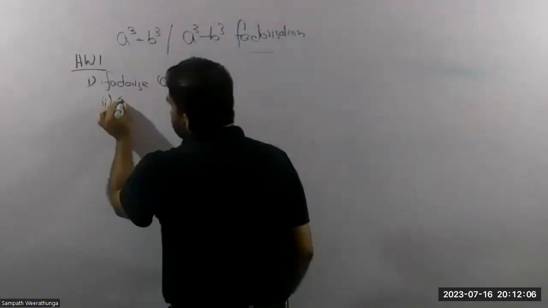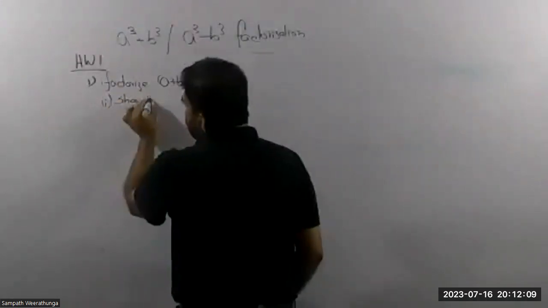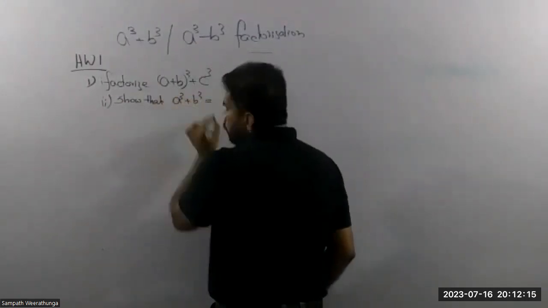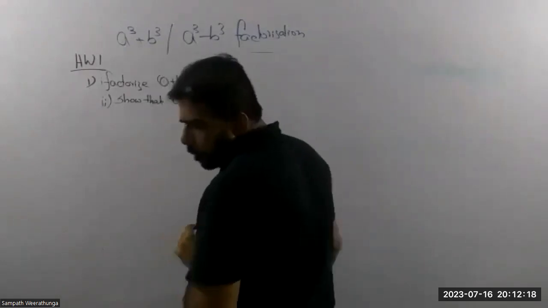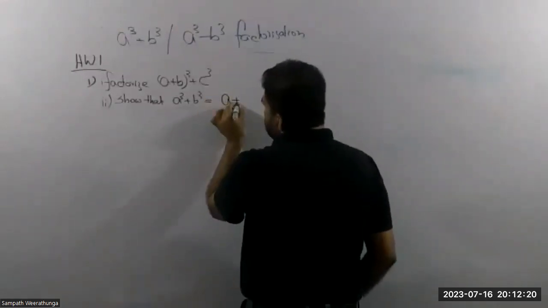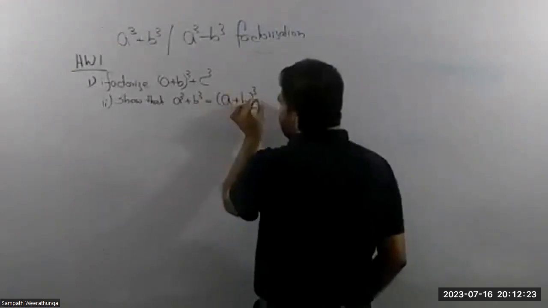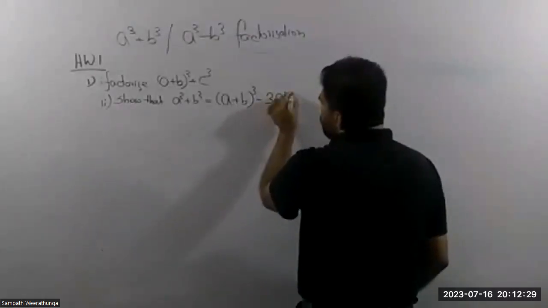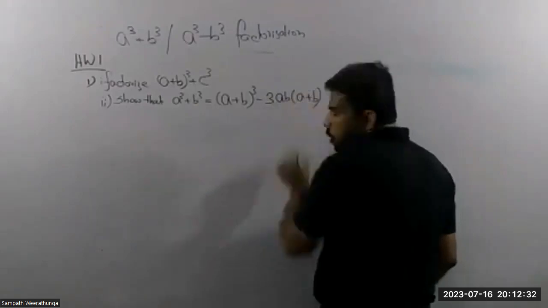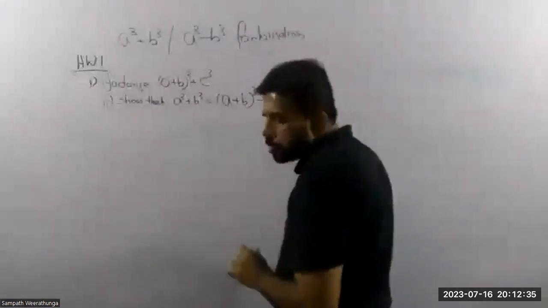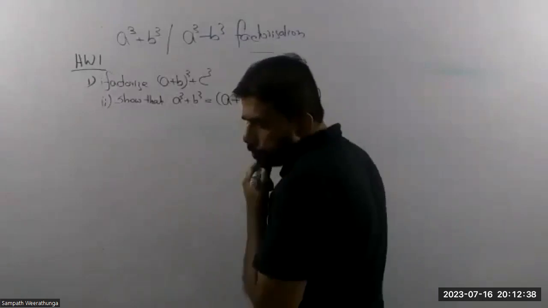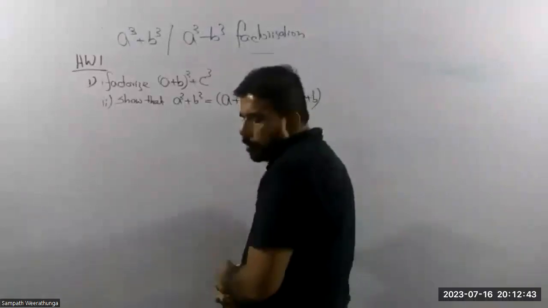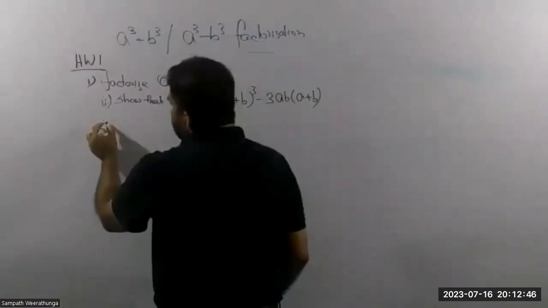Show that a³ plus b³ equals (a plus b) cube minus 3ab(a plus b). Then, 1.